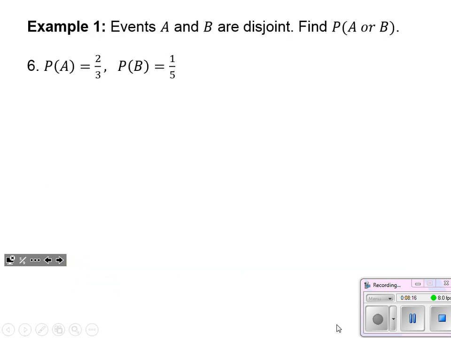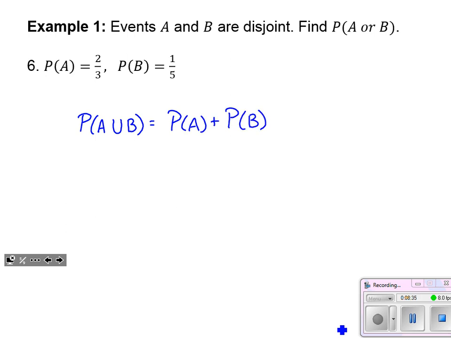All right, example one. Events A and B are disjoint. Find the probability of A or B. Okay, well, probability of A or B is equal to the probability of A plus the probability of B. And I do not need to subtract because they made the statement that it is disjoint.